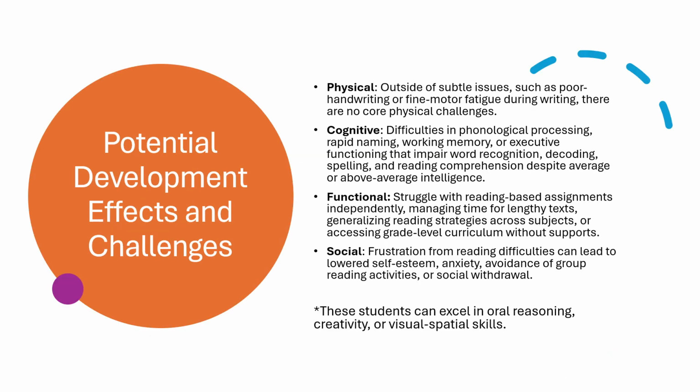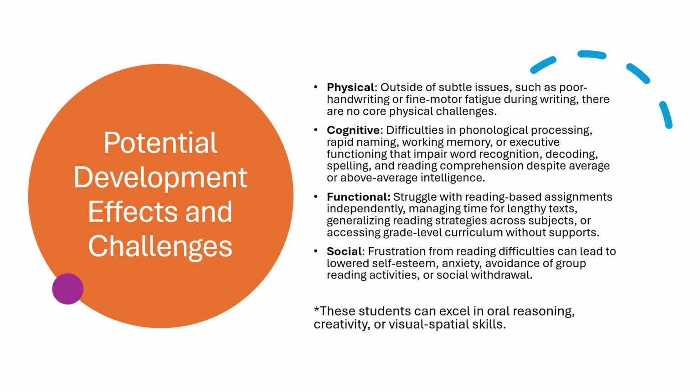What are some potential developmental effects and challenges? For physical, outside of subtle issues such as poor handwriting or fine motor fatigue during writing, there are no core physical challenges for dyslexia. Cognitive, they have difficulties in phonological processing, rapid naming, working memory, or executive functioning that impair word recognition, decoding, spelling, and reading comprehension despite average or above average intelligence.